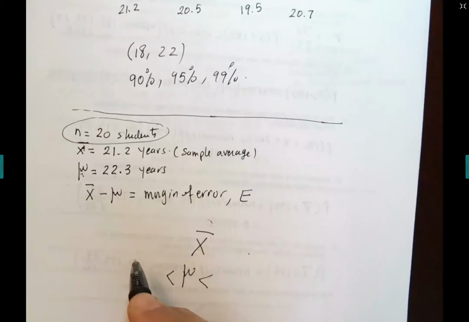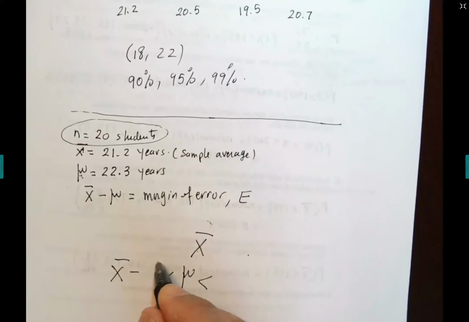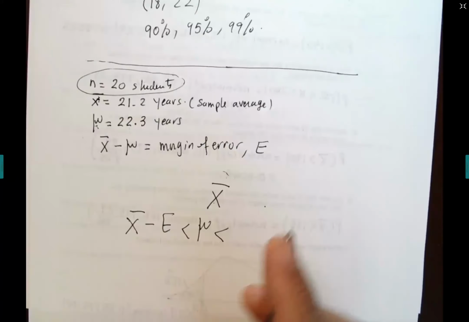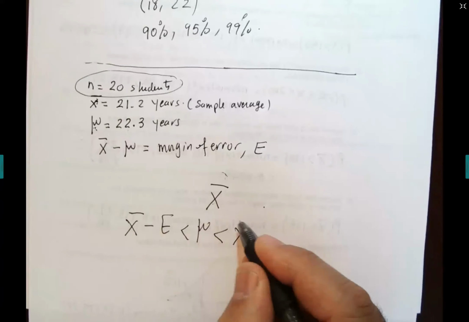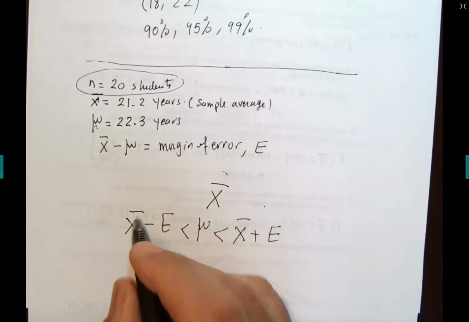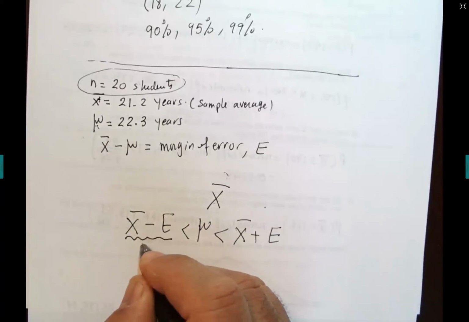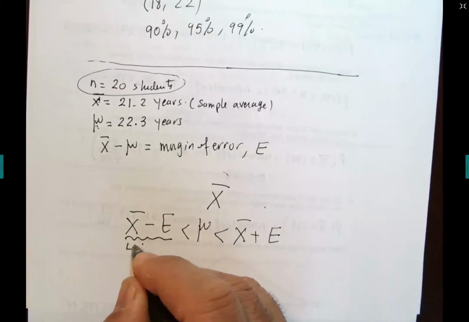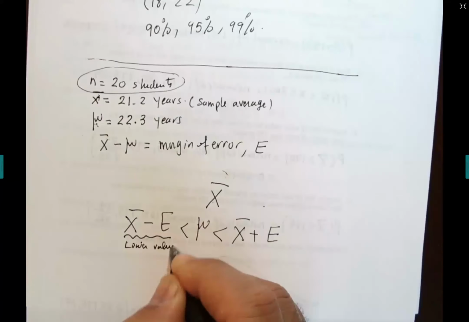It's going to be between X bar minus the margin of error, and X bar plus the margin of error. This is X bar minus E. It's called the lower value of the interval. And this is the upper value.